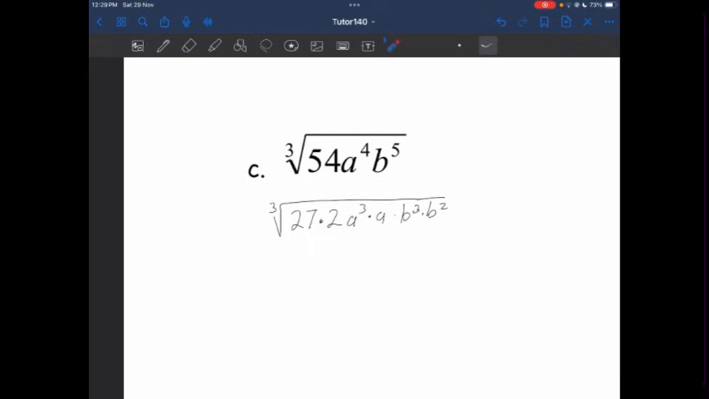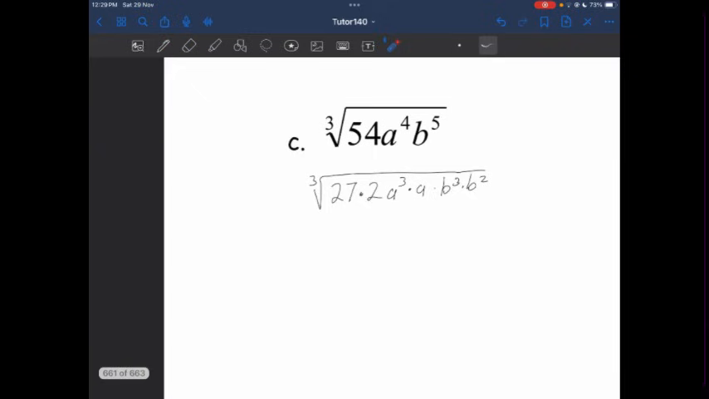So when I take the cube root of 27, I get 3, because 3 times 3 times 3 is 27. So I'm going to put 3 on the outside. And then a cubed, when we take that out of the root, it's just a. b cubed, when we take that out of the root, it's just b. And now I'm going to put back in the root what is left over. What's left over is 2ab squared. And that is our final answer.